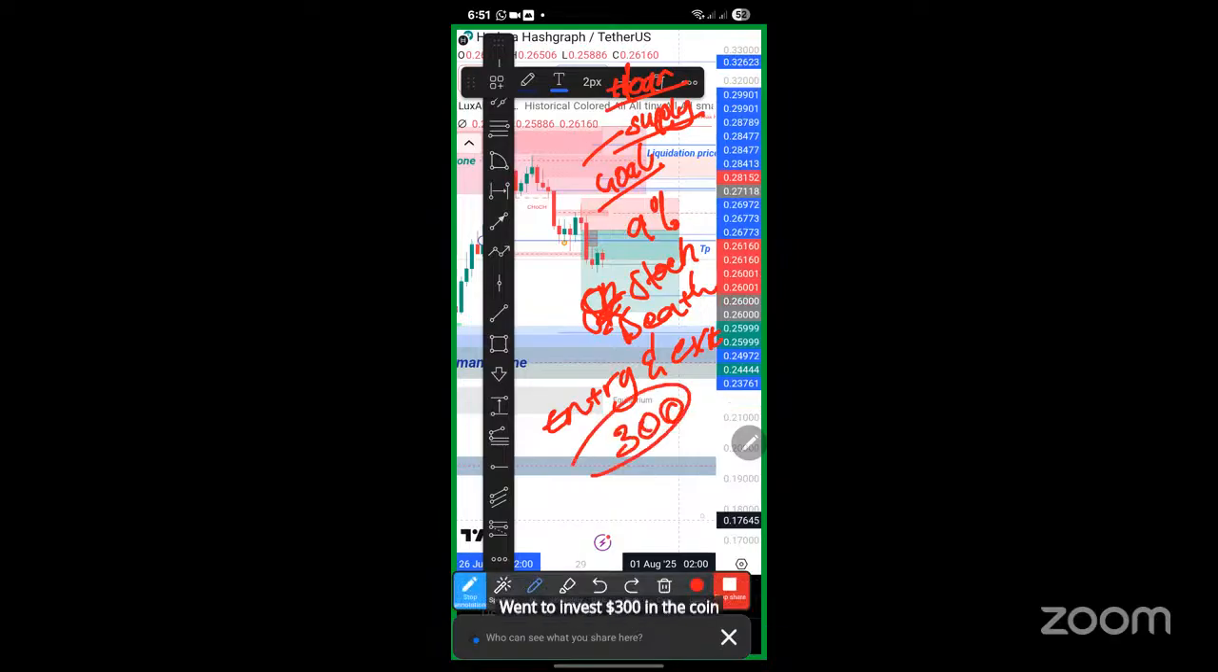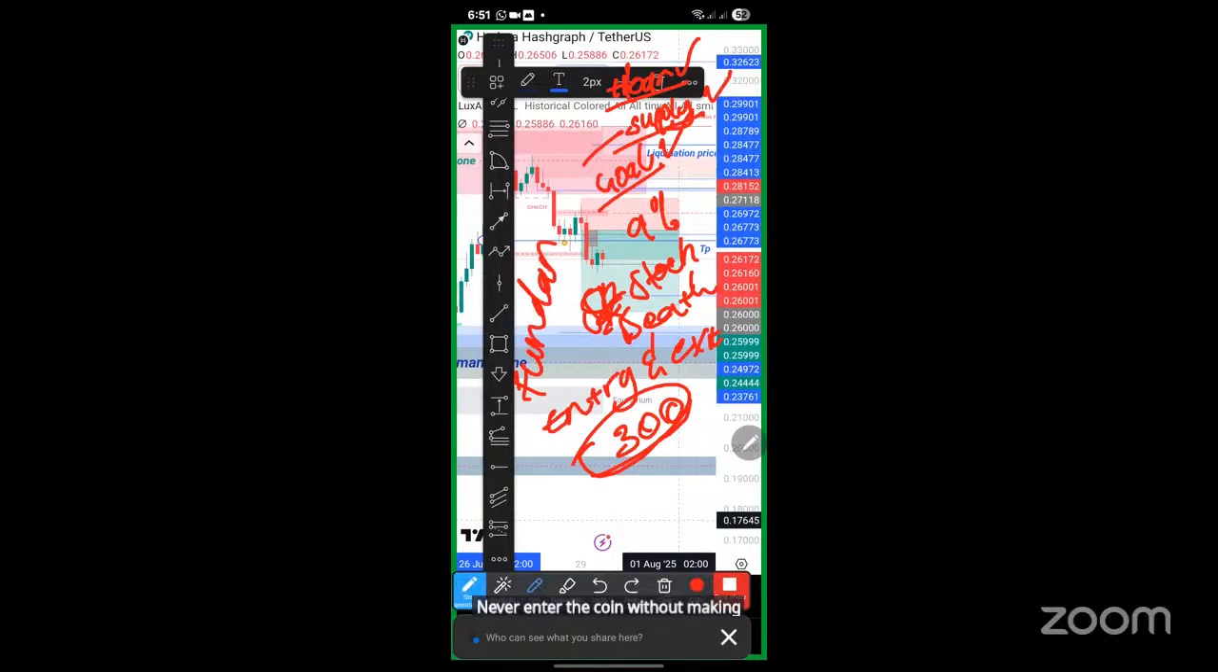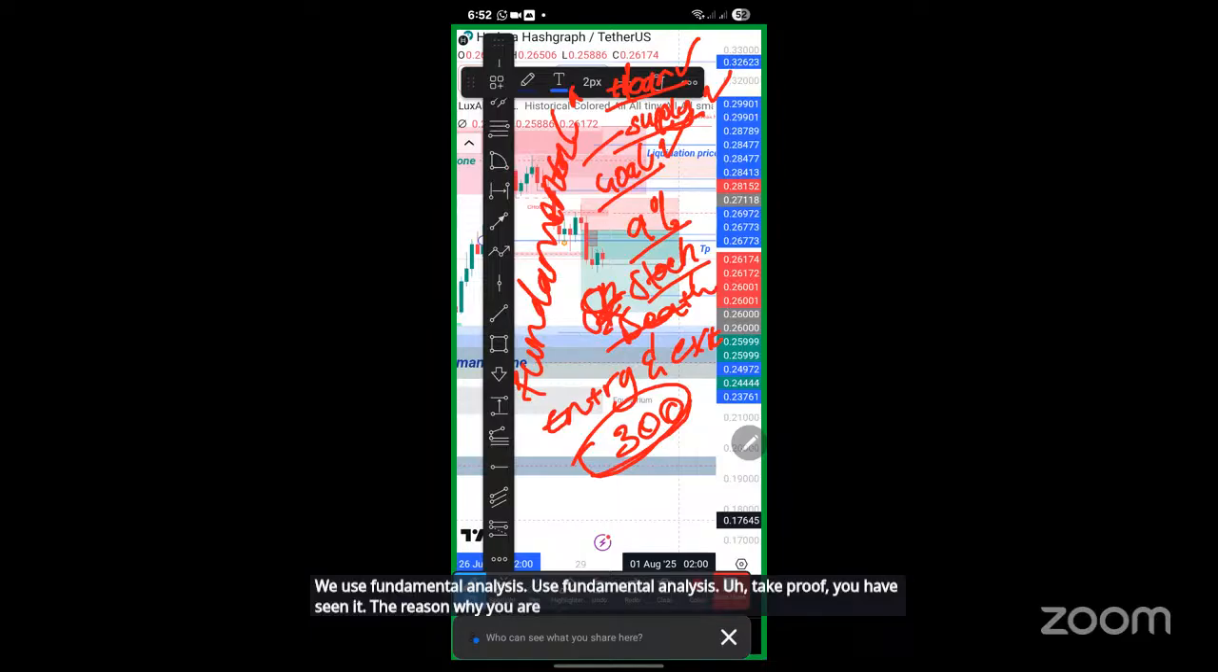Now, our topic for today is how to use the $300. You have seen the coin, you have the reason why you are going to trade the coin, you have the goal, and you have made your fundamental analysis. Never enter a coin without making a fundamental analysis, and I will show you how we use fundamental analysis. Take profit. You have seen the reason why you are entering the trade, the entry and exit.